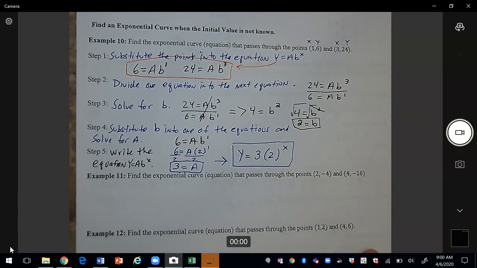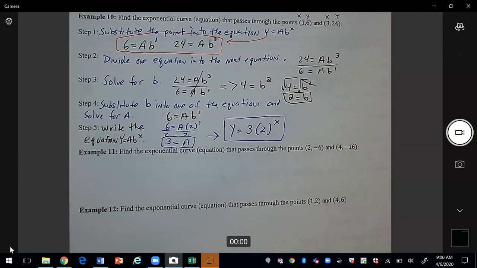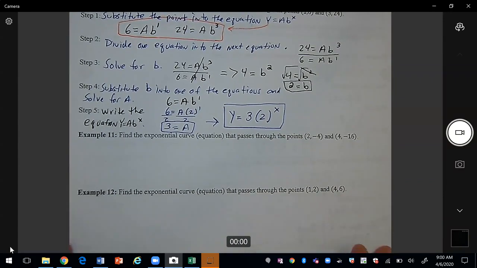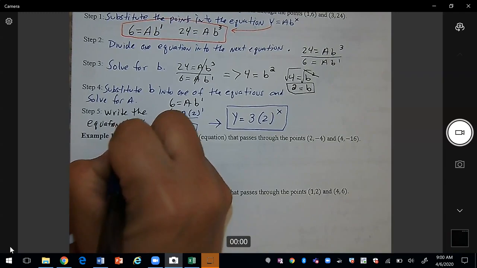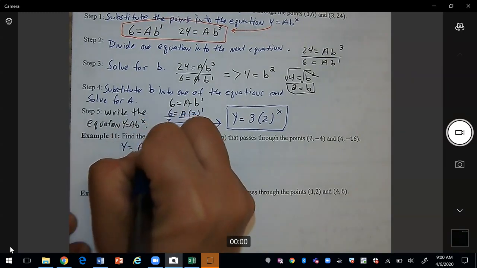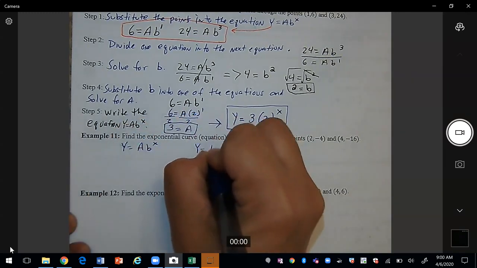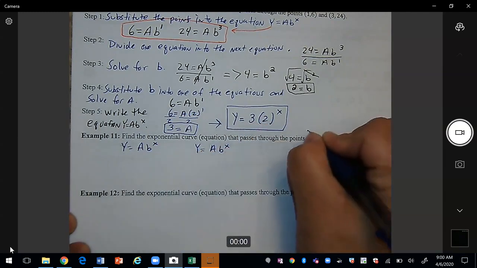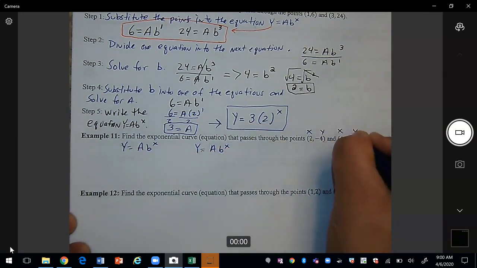And so that would be my equation. So let's try example 11. So here I just always start by writing our general form 2 times. This is x, this is y, x and y.